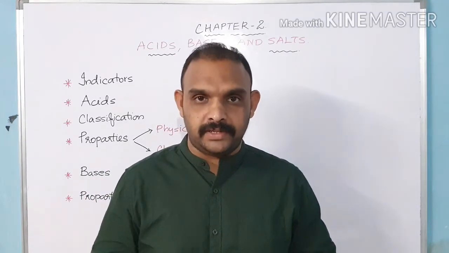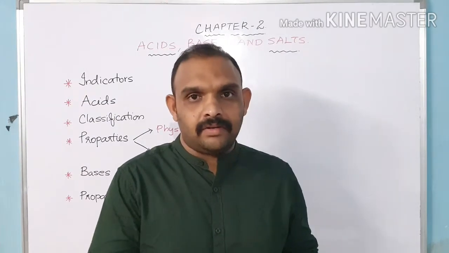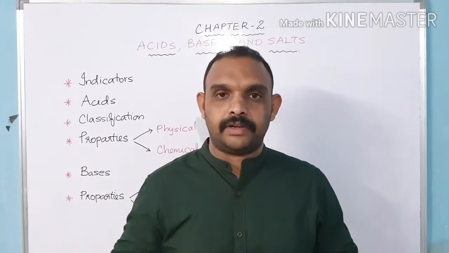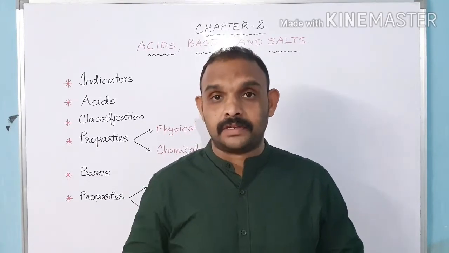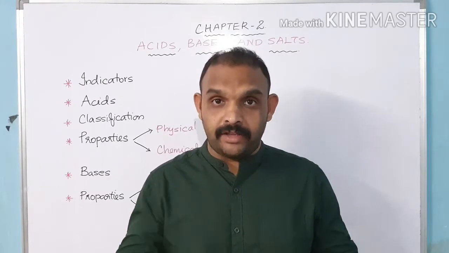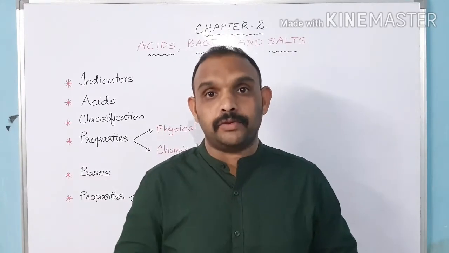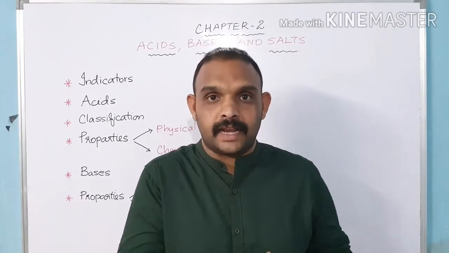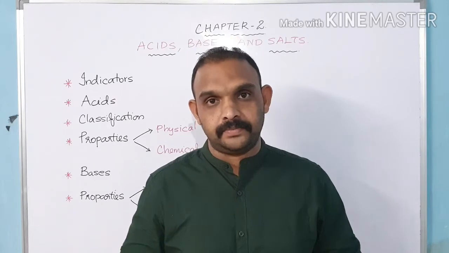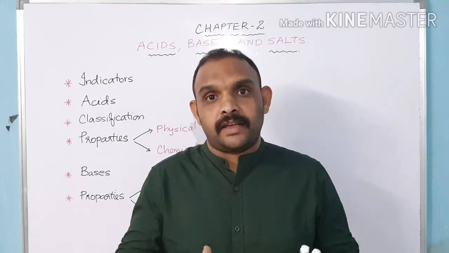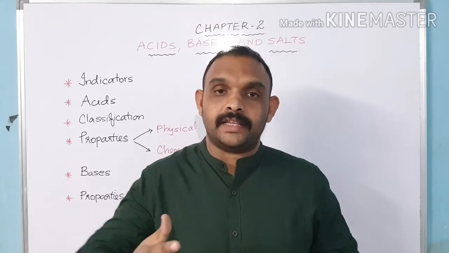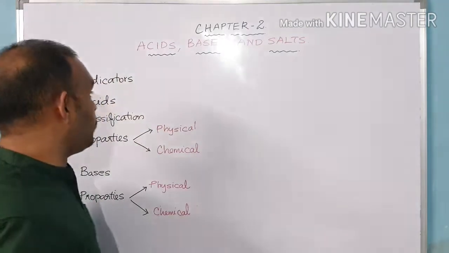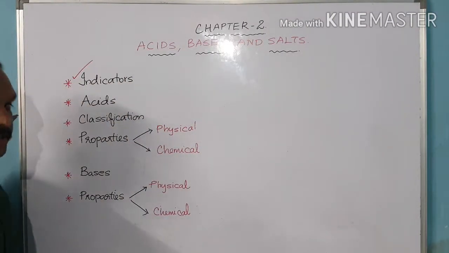But there is a problem. We know that lemon is edible. We can taste it and say it is sour in taste. But there are some substances which cannot be tasted, or if you try to taste them, they may harm you. So what about those substances? How can you say whether it is an acid or a base? What is an easy way to find out? Yes, we have. That is our first topic, called indicators.